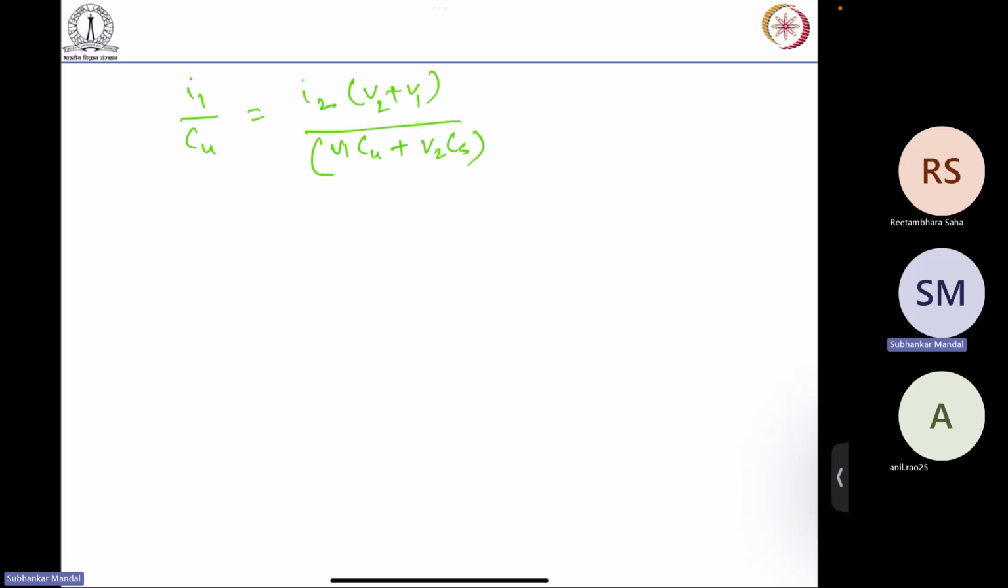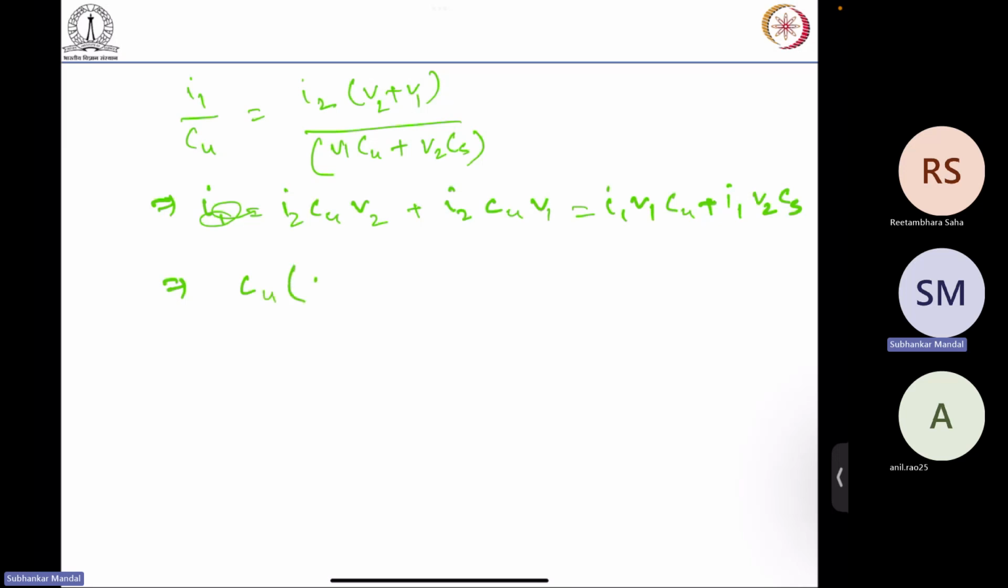If you calculate this, we get I1 V1 Cu plus I1 V2 Cs on one side, equal to I2 Cu V2 plus I2 Cu V1 on the other. Since we have to calculate Cu, we take all the Cu terms together: Cu times I2 V2 plus I2 V1, and this I1 V1 term comes to this side, equal to I1 V2 Cs.